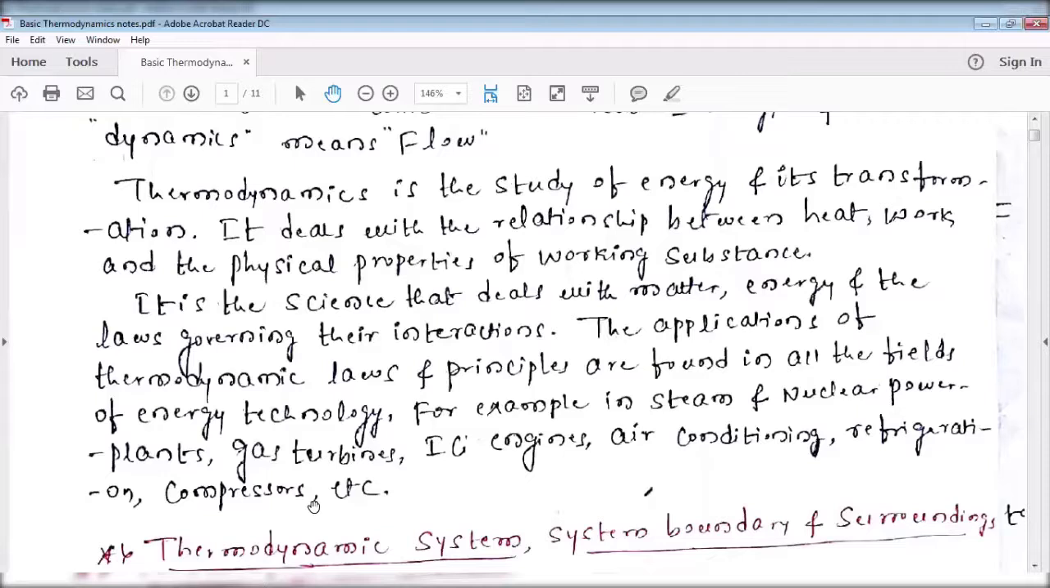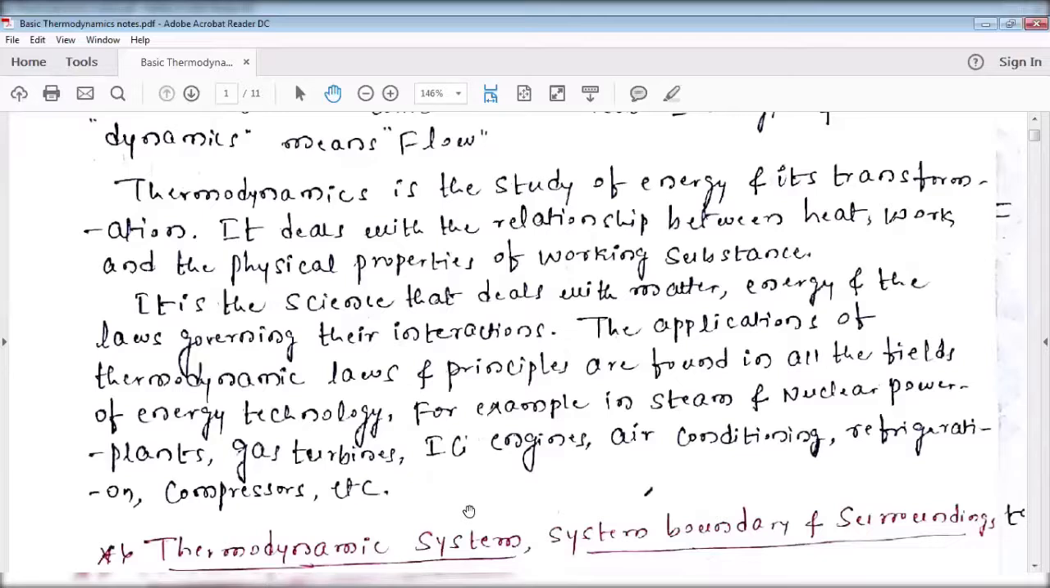Thermodynamic systems. These are examples of thermodynamics. Many examples and many devices are there. All those devices come under thermodynamics. If you consider a boiler, that boiler comes under thermodynamics. That is one system. If you consider a turbine, that is one system that comes under thermodynamics.